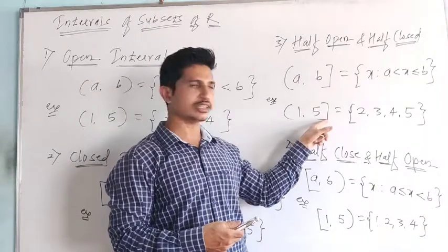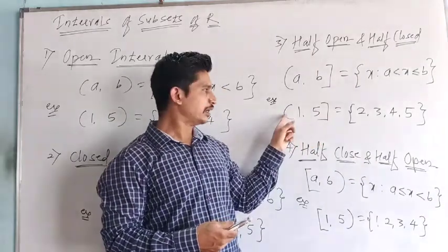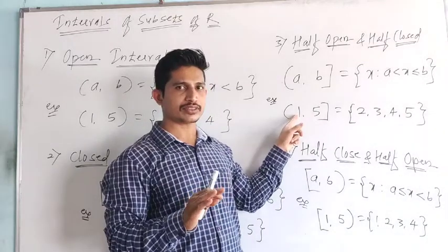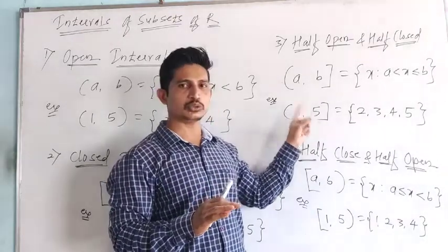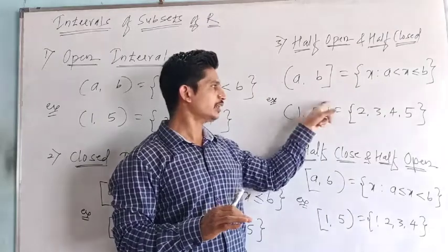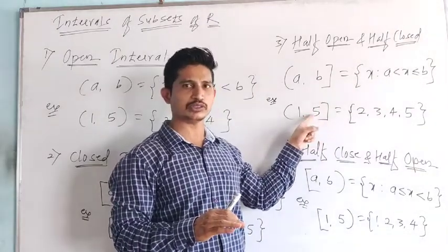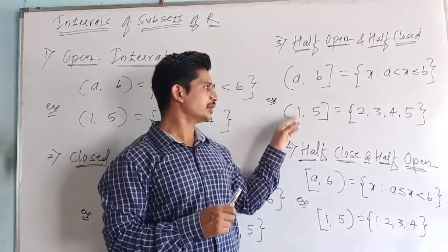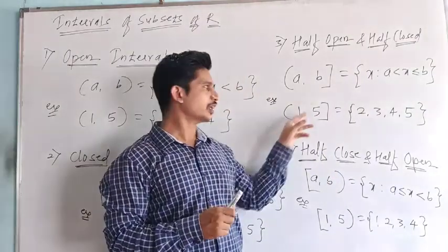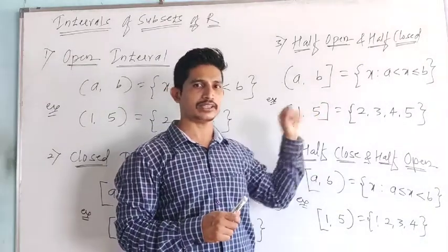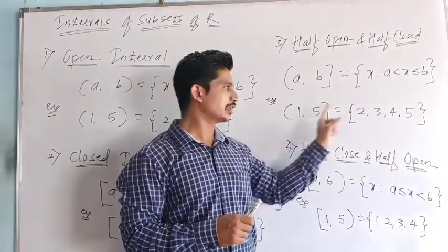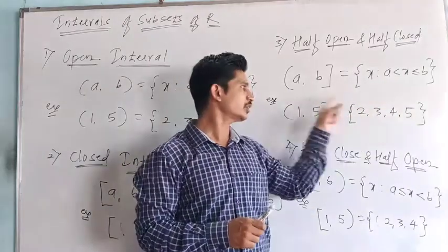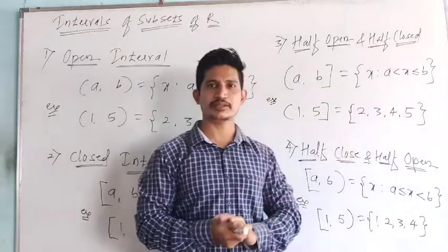For example, suppose we write the open interval, half open, 1 and 5. Open interval means we don't take boundary points, so 1 I will not take. In between, the numbers are 2, 3 and 4. And closed interval means we take boundary points also, so we take 5 also. So only 1 will not come. The remaining numbers 2, 3, 4, 5 will come here, because it is closed at 5, so 5 also will come.